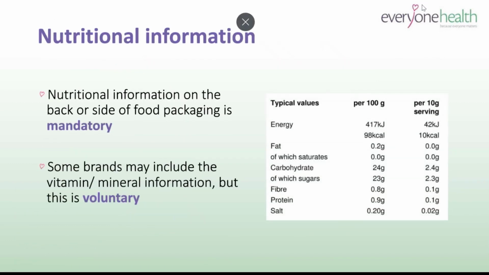So there we go. So on the back of every product, you'll normally get the nutritional information. Now, nutritional information on the back or side of the food packaging is mandatory, and some brands may include the vitamin and mineral information, but that's voluntary. So they don't have to do that, but some brands do, especially if they want to sell it as a vitamin product. You'll most likely see that. Now, on the back, you can see some typical values. So it shows us our fats and saturated fats, which we already know from the front.